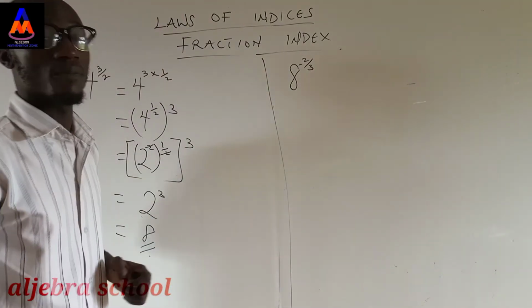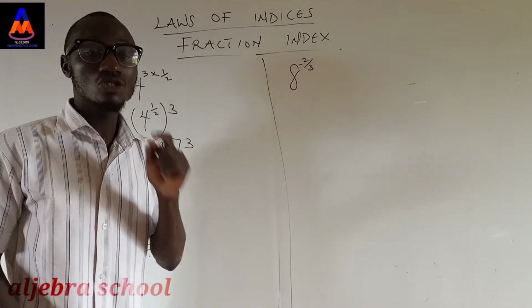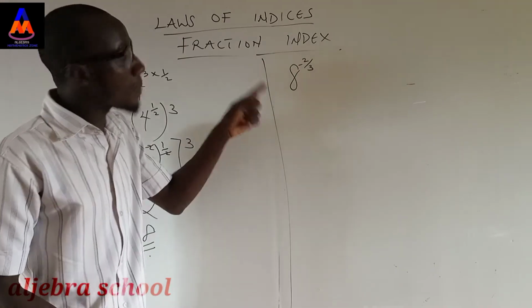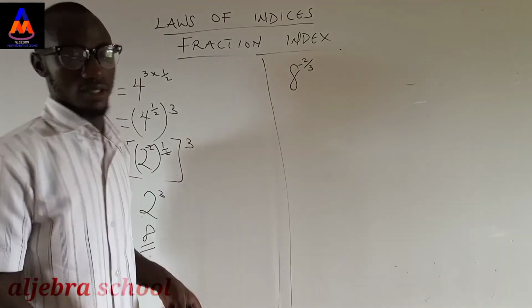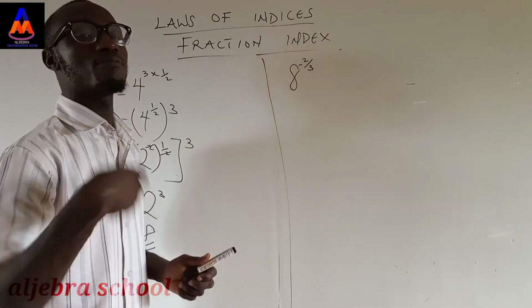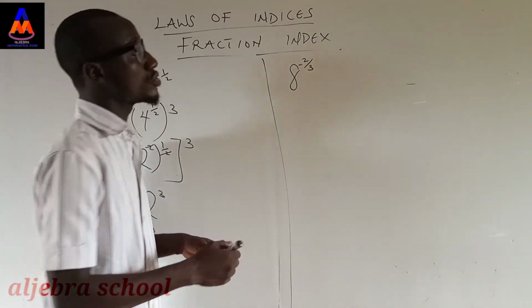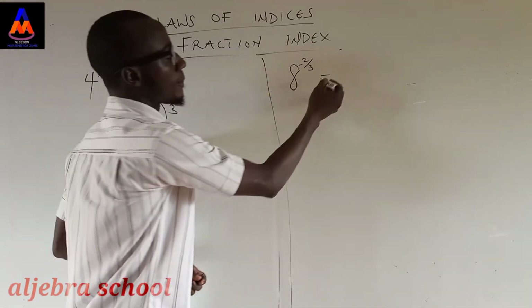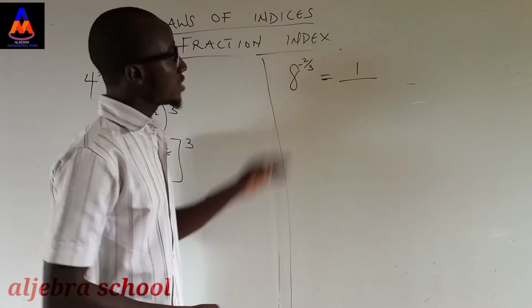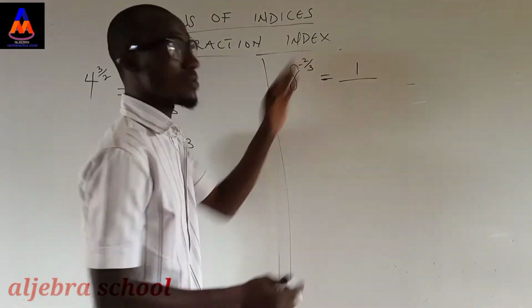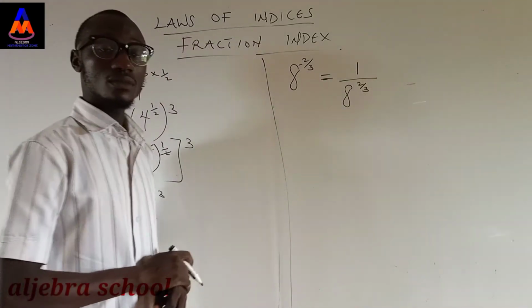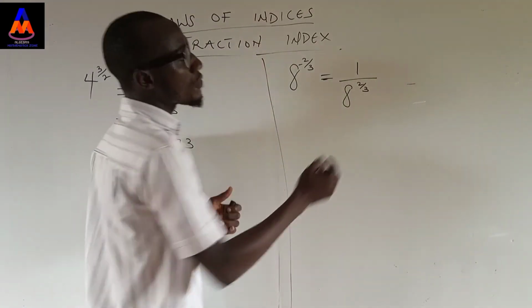For instance, look at this now. This is 8 raised to power minus 2 over 3. In this case, the power at the top is a negative fraction. So we have dealt with a rule that talks about negative power, and you first start from that rule. What does the rule say? If the power is negative, how do you remove that negative? You say 1 over, then you write everything, the base and the power. That is 8 raised to power 2 over 3. That's what we deal with. So we move on from there.